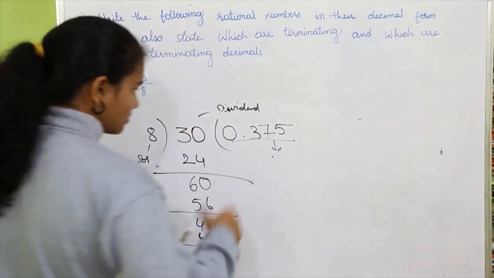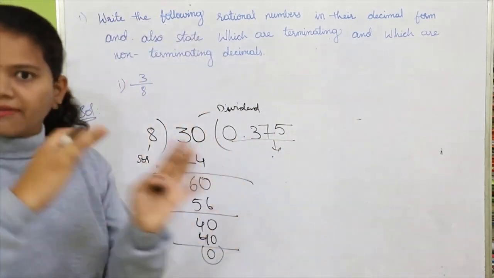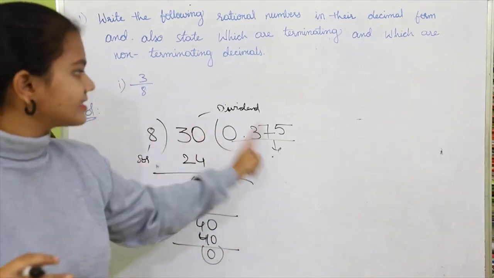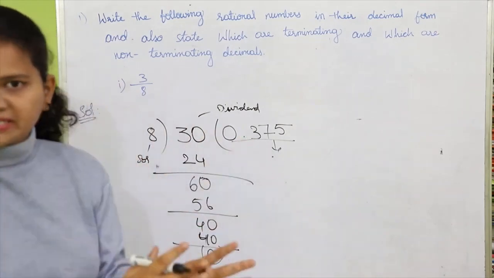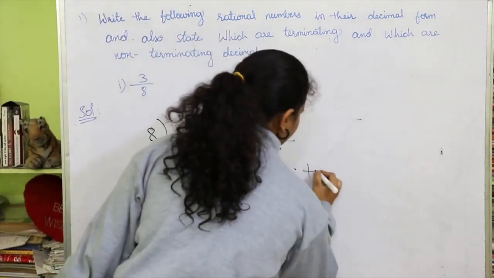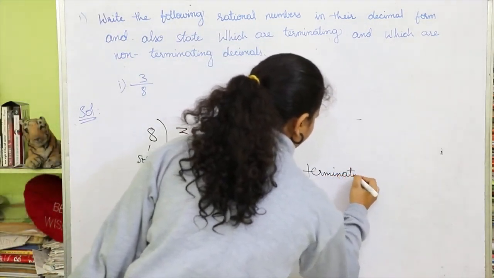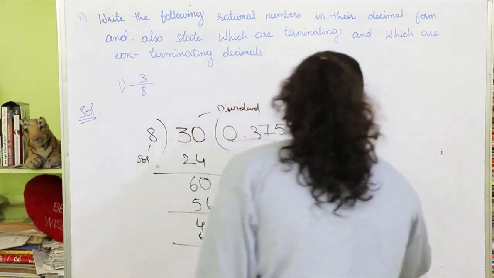A terminating decimal means we have finite digits, where the decimal comes to an end. Like 5 is the last digit, so this decimal has come to an end. Is it clear? Therefore this is a terminating decimal. Let me write it: terminating decimal.